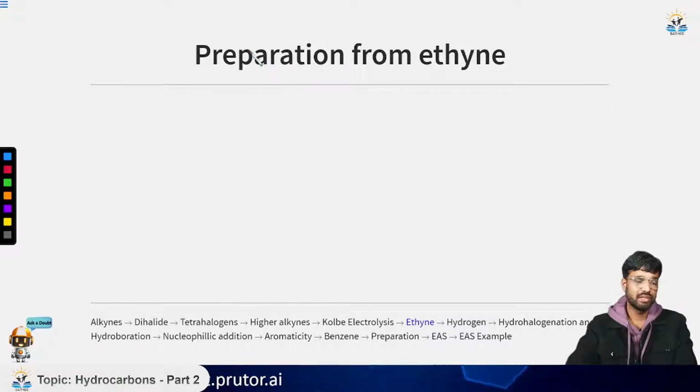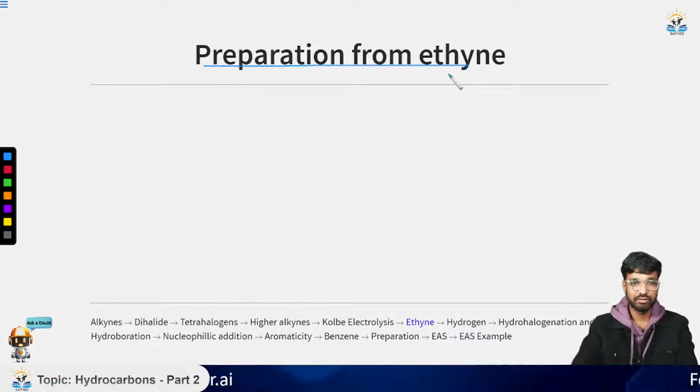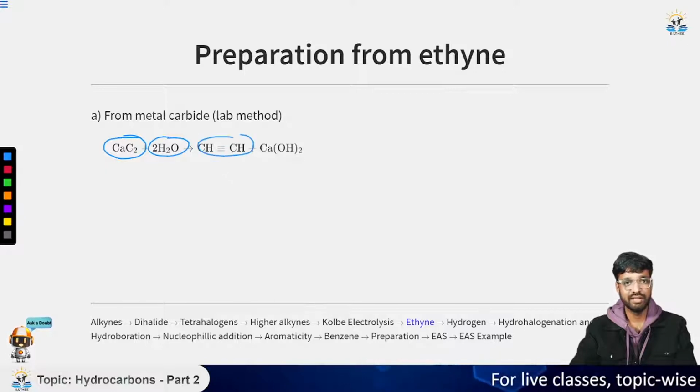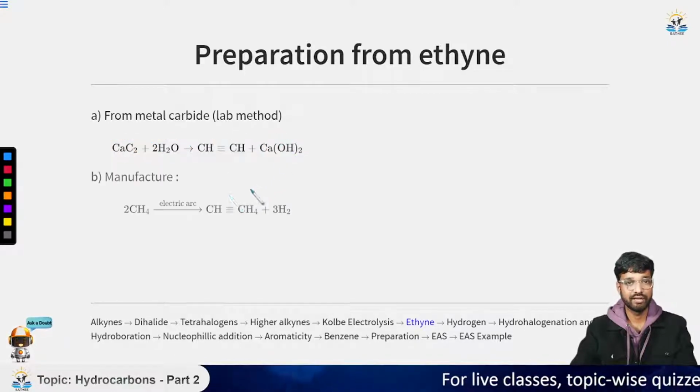Now let us see some preparation of ethyne. So ethyne can be prepared in various ways. The first one is from metal carbide. So we use this calcium carbide here. In the presence of water, it gives our alkyne plus calcium hydroxide.